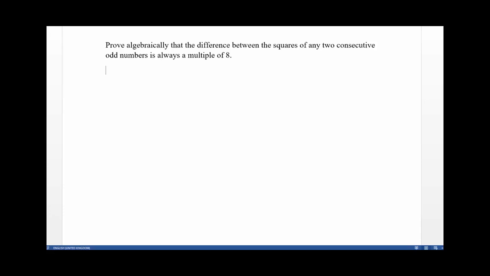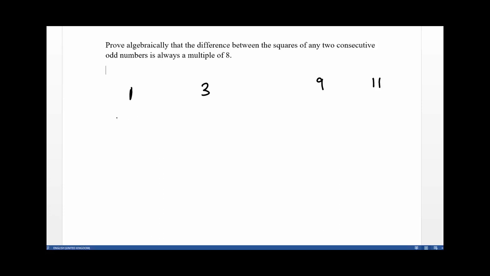Let's do question number 4. Prove algebraically that the difference between the squares of any two consecutive odd numbers is always a multiple of 8. We covered this in the primer earlier on in the lesson. So, consecutive odd numbers, that could be 1 and 3, or 9 and 11. We're just going to pick 1 and 3, and they want the difference of squares, yeah? The difference between them. So we're going to be subtracting, not adding.